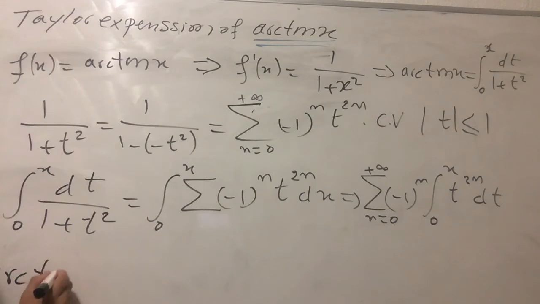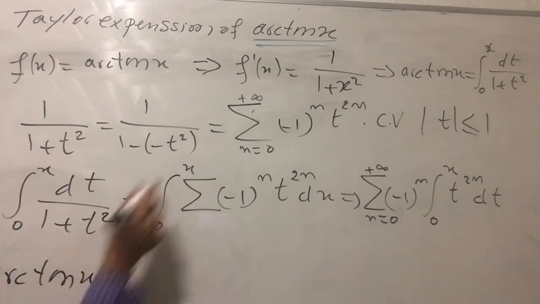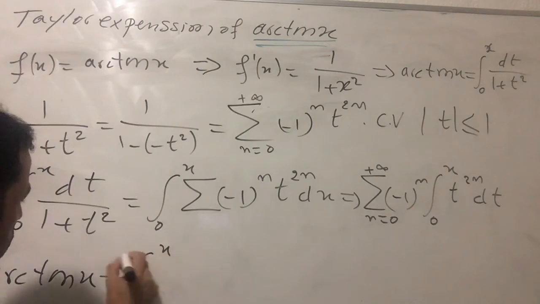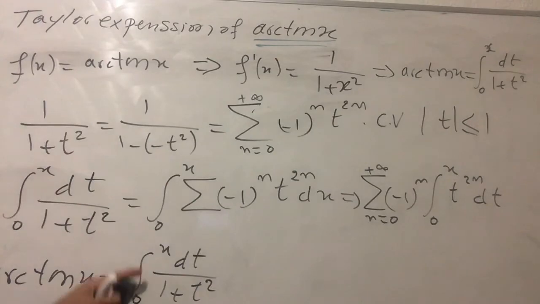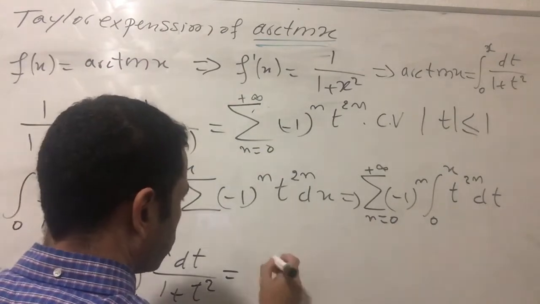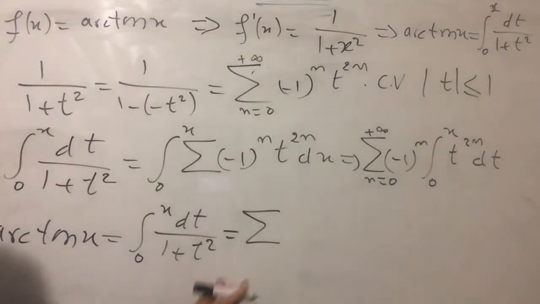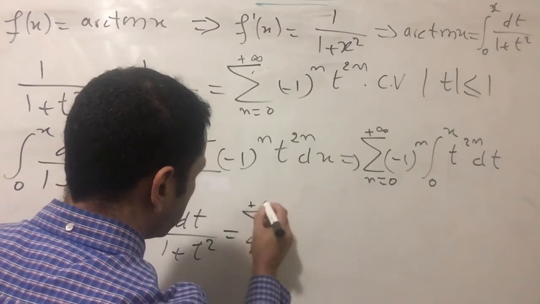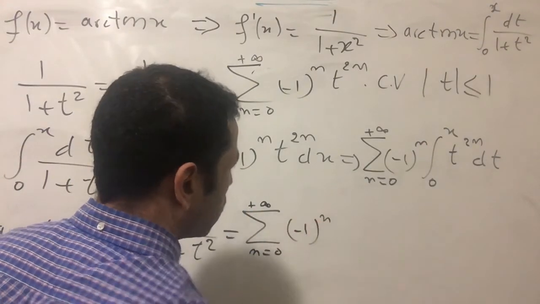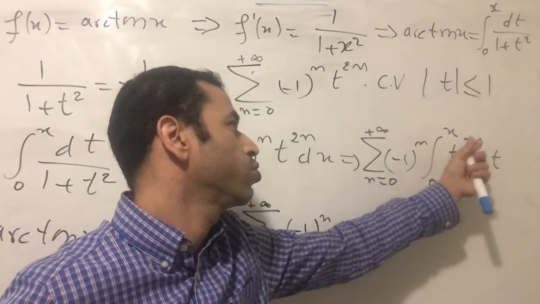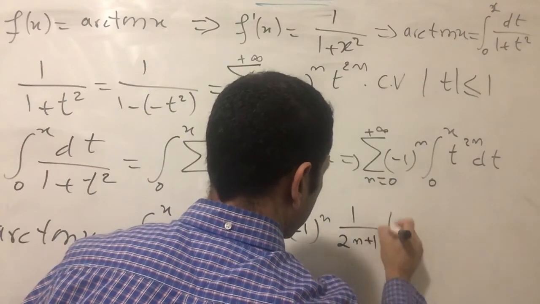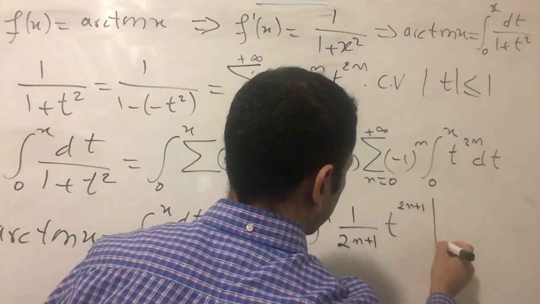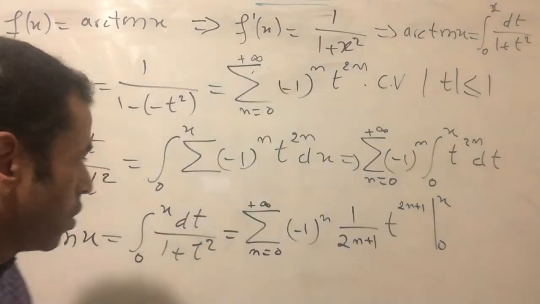So now we know arctangent x equals this integral of dt over 1 plus t squared, as t goes from 0 to x, and this equals this sum as n goes from 0 to plus infinity of minus 1 to the n. I'm going to look for the primitive of t to the n, which is 1 over n plus 1 times t to the n plus 1, with bounds from 0 to x.